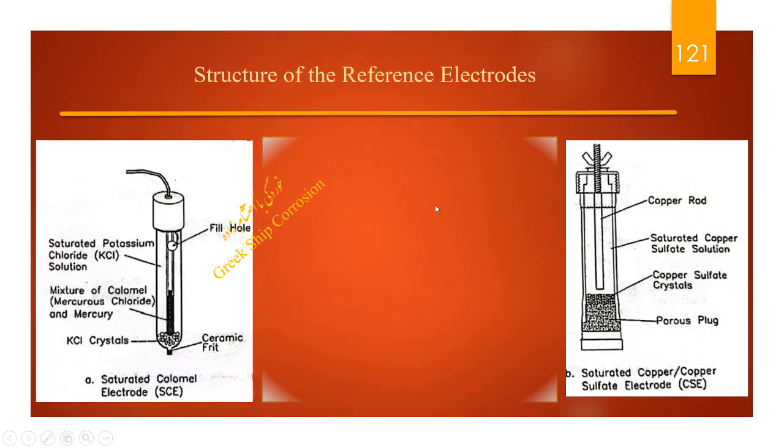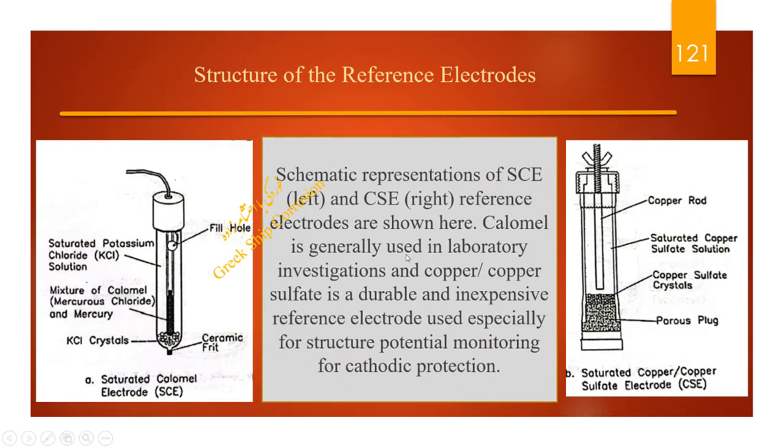Structure of the reference electrodes. Schematic representations of saturated calomel electrode and copper sulfate electrode reference electrodes are shown here. Calomel is generally used in laboratory investigations, and copper sulfate is a durable and inexpensive reference electrode used especially for structure potential monitoring for cathodic protection. Fill hole, ceramic frit, porous plug are shown here.